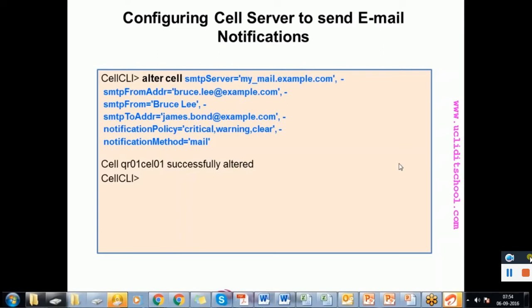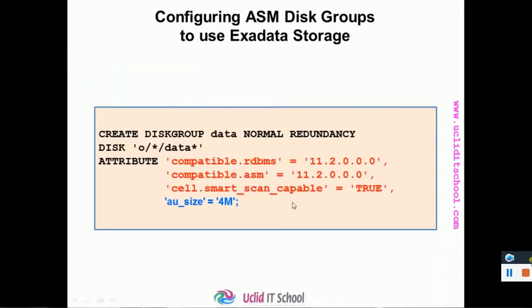Can we set the smart scan to false for some disks and true for some disks? Yes, that is possible. If you create multiple disk groups, you can enable or disable smart scan for a particular disk group. It is controlled by this parameter only. When you create that disk group, you mention this parameter. Suppose for this disk group smart scan capable equals false, then smart scan will be disabled for this particular disk group. That is possible.